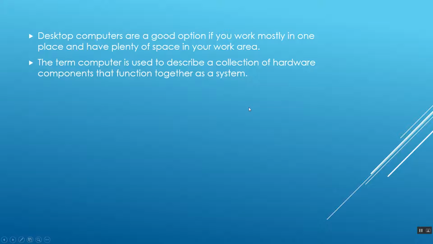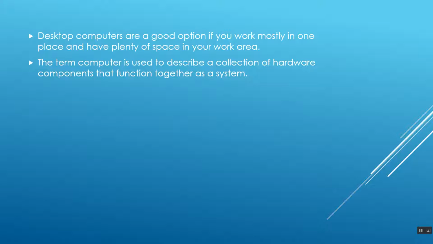Now, the term computer itself is used to describe a collection of hardware components that function together as a system. What that basically means is your processor, your hard drive, your RAM, speakers, and all these other pieces of hardware function together to do whatever it is you need done.